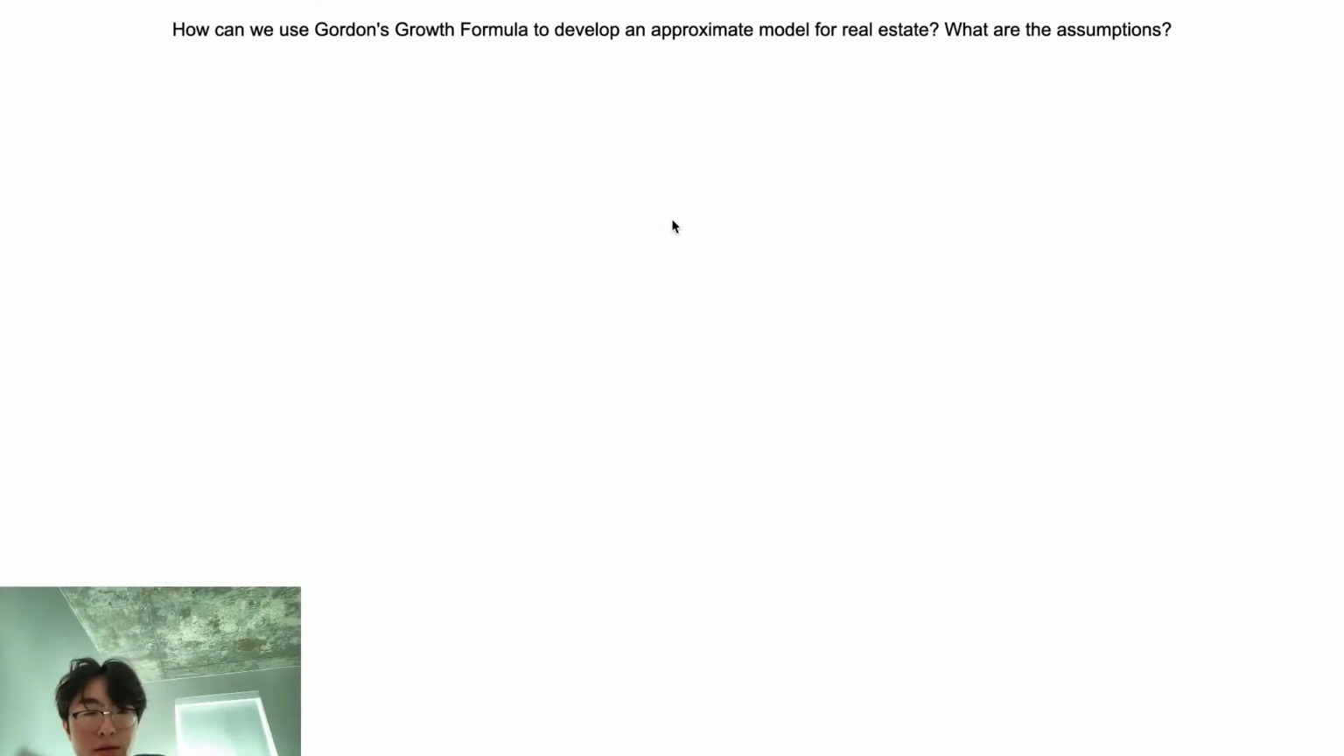How can we use the Gordon growth formula to develop an approximate model for real estate? What are the assumptions? So we can use Gordon's growth formula to model the forecasted cash flows of some risky asset. In this case, it's real estate, where we can think of our dividends as the value of our property times the rent yield minus the cost as a fraction of value, and then we divide that by the required rate of return, or the cost of capital, minus the growth rate.